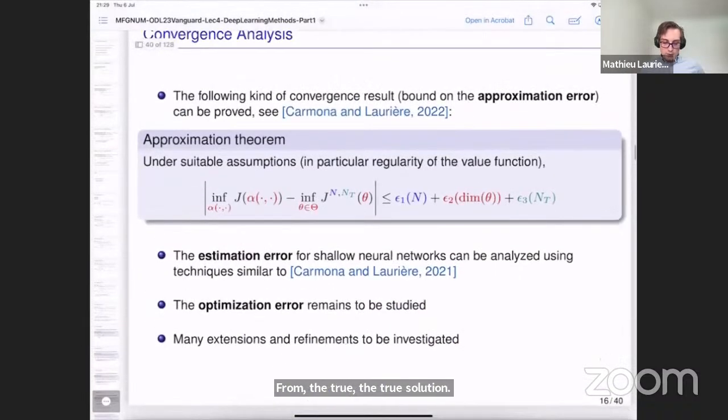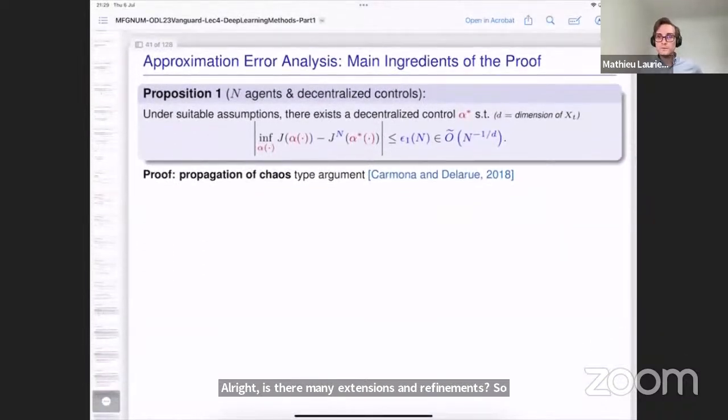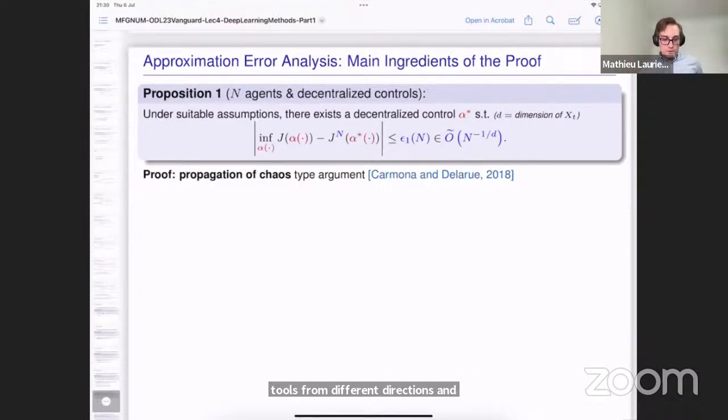All right, there are many extensions and refinements. So this is a result we obtained with René Carmona, and you have the reference here. I would like to explain the main ingredients of the proof because I think, first of all, it will partially answer one question I got in the first lecture. And second of all, it shows a little bit that really this is at the intersection of different topics, and you can use tools from different directions and combine them. So in order to get the previous proposition, we have 3 epsilons. So let's have 3 results, one for each epsilon.